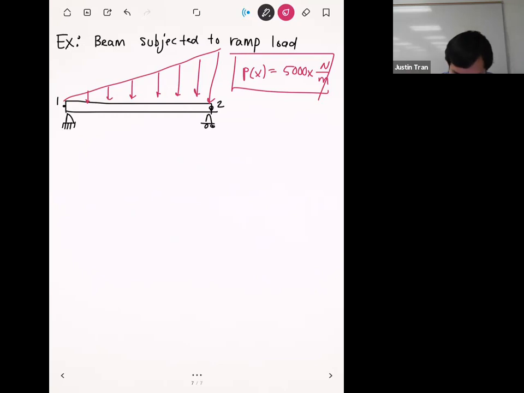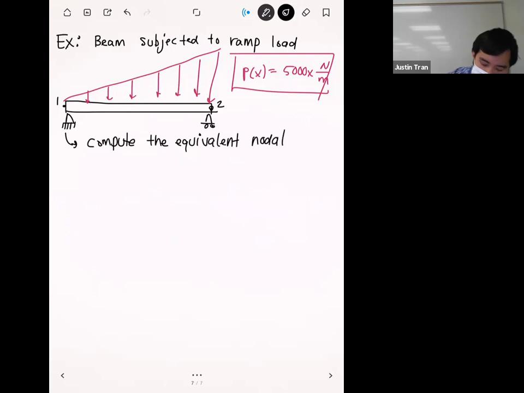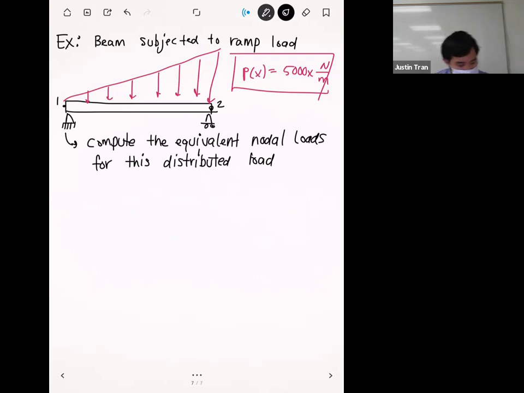Given this loading, what we want to do is compute the equivalent nodal loads for this distributed load. We have a lot of integrating to do, but first, let's take it up from the top.